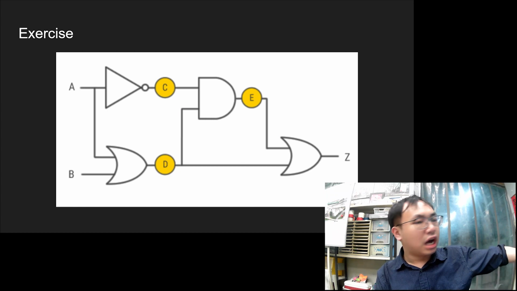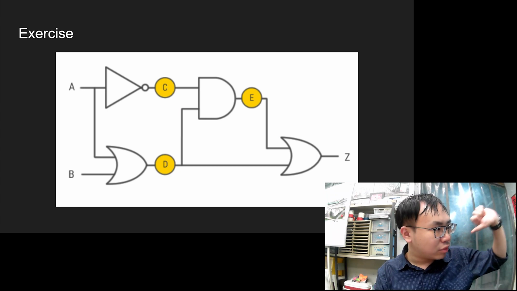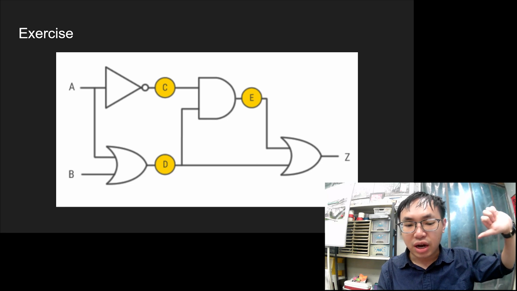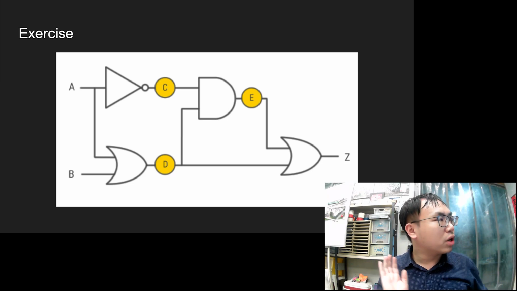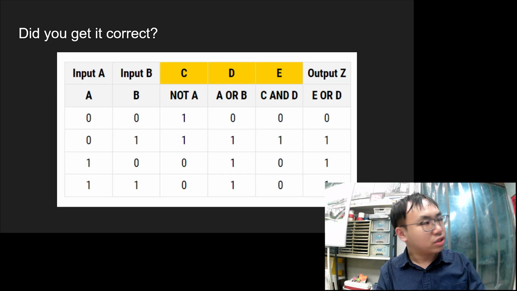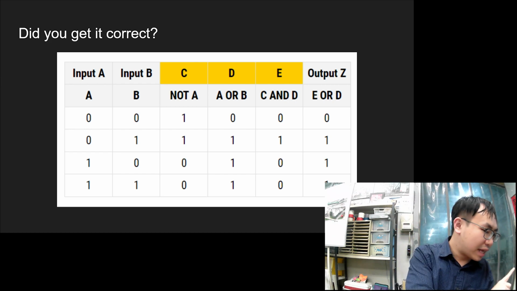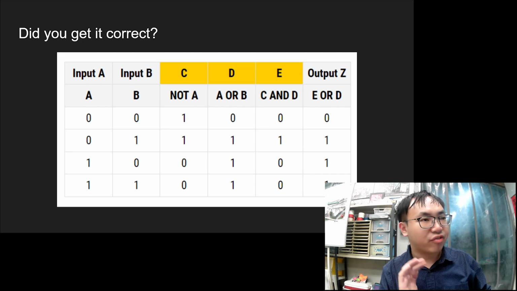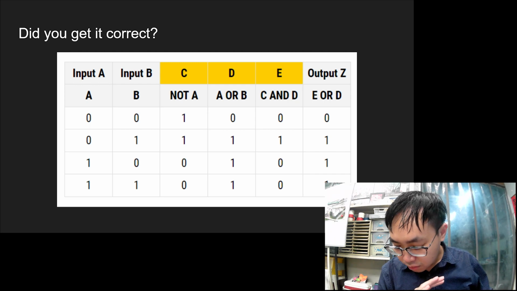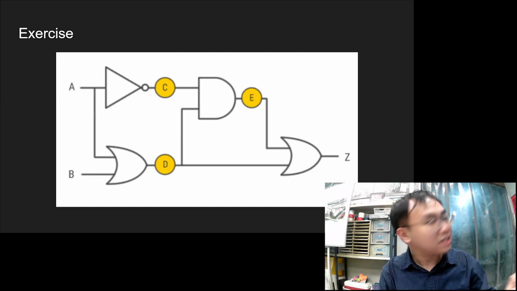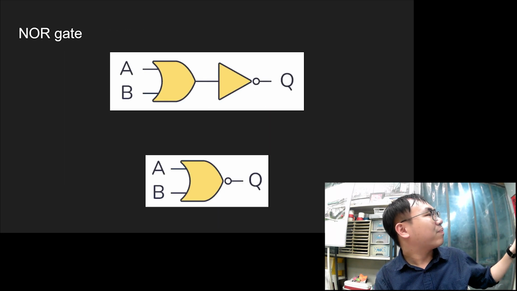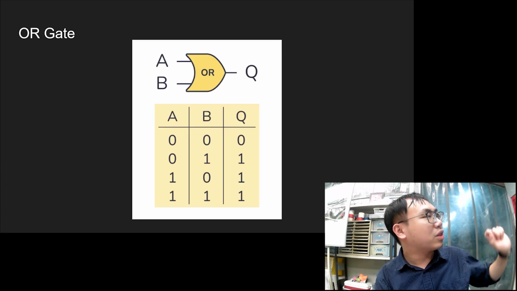Exercise. We don't have enough time to go through the rest of the materials, so our lessons will end here. If you want to do the exercise, yes, you can do it. This is the answer, okay? So you can try it yourself if you really want to attempt this. Yes, the AND gate, the Boolean logic, okay?